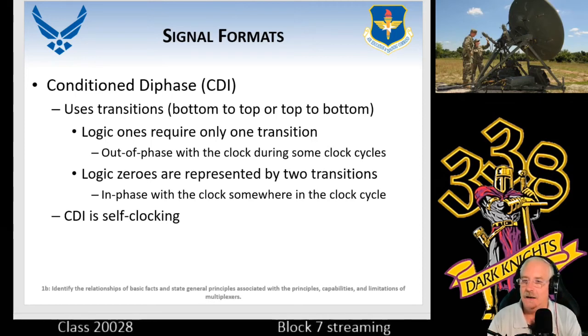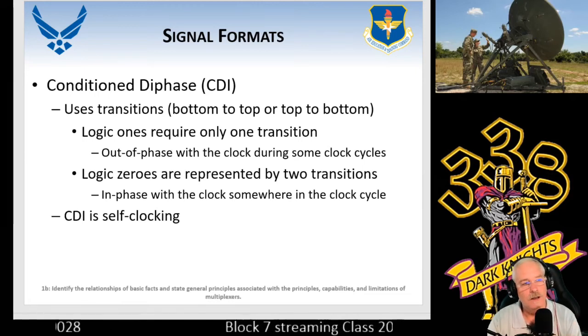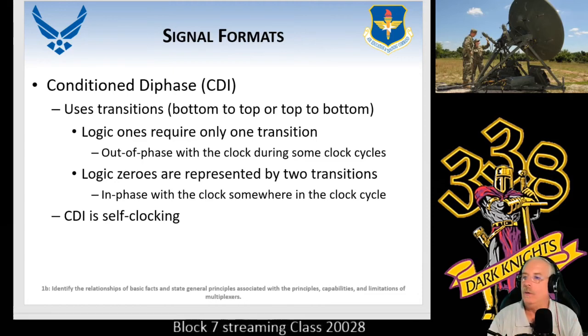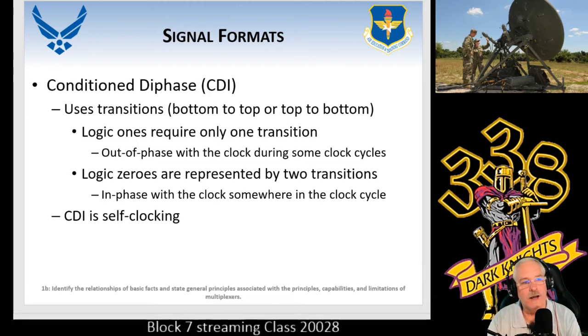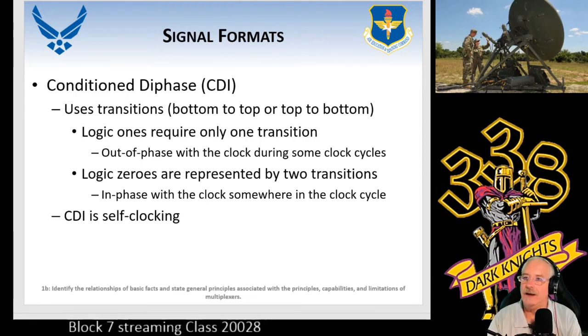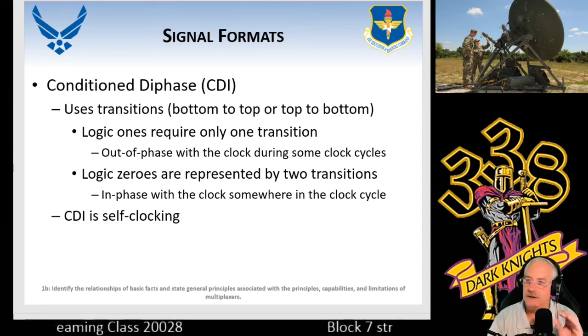So we look at the data and determine how many transitions are going to happen within that clock cycle. If we got a data of 1, we only need to do 1 transition. You'll notice it says out of phase with the clock during some clock cycles. That could happen, yes. With zeros, they're going to be in phase and there's going to be 2 transitions. So logic 1, 1 transition. Logic 0, 2 transitions. CDI is self-clocking. So we have 3, count them 3 self-clocking modes here.